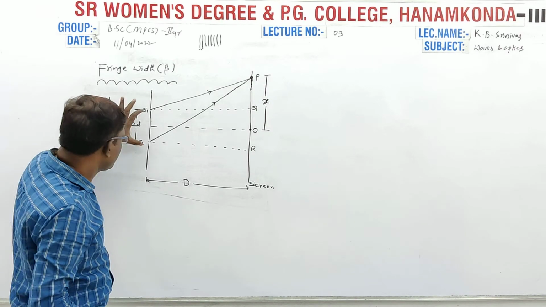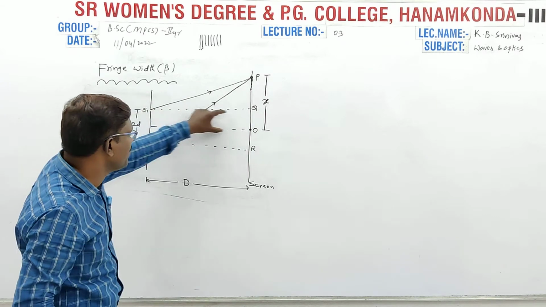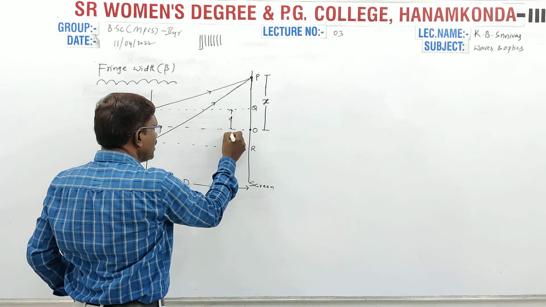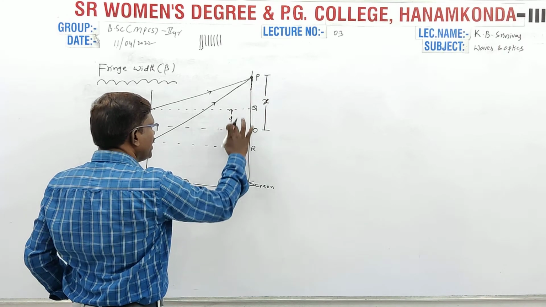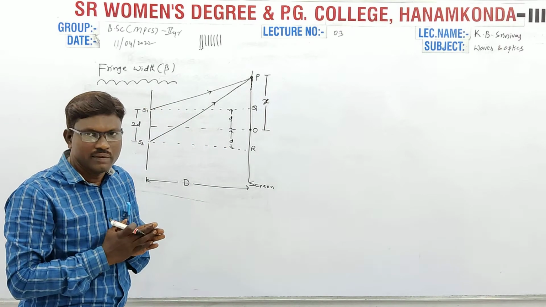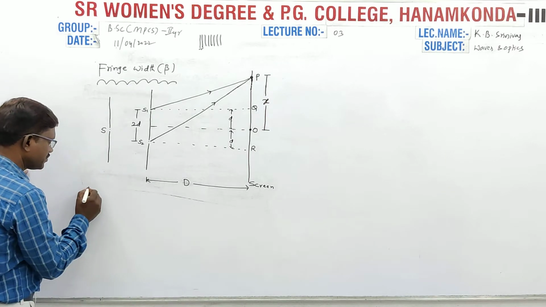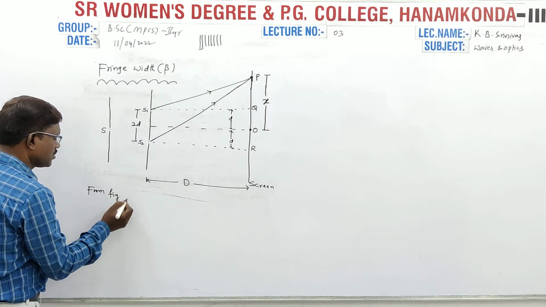2d. If this distance is 2d, this distance will be small d, and this distance is also small d. d plus d, again we get how much? 2d. Clear? Just see the diagram carefully from the figure.